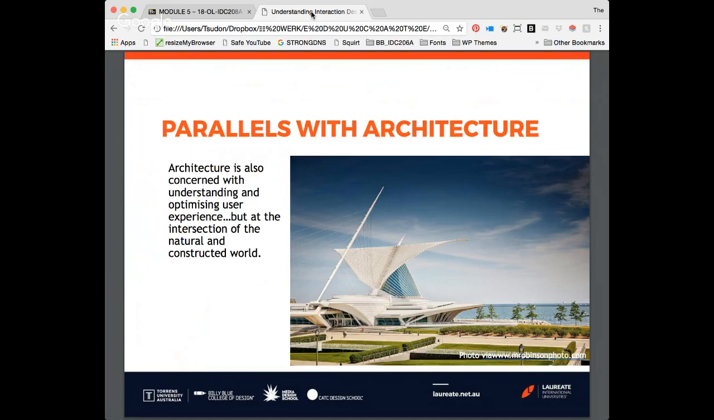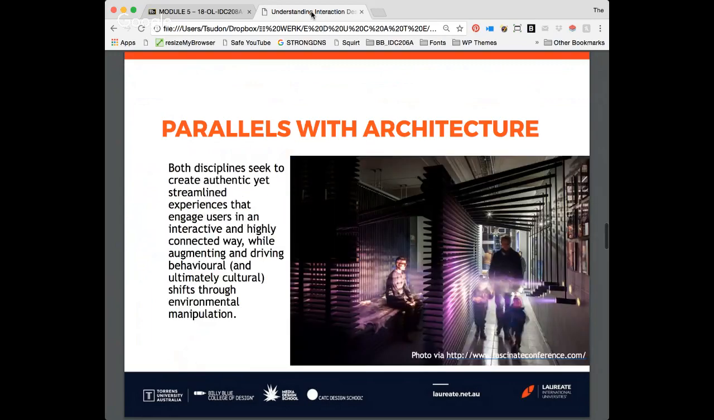Okay, so a lot of the same principles are applicable in both those disciplines, and essentially where the convergence happens is often where the most interesting projects tend to take place. So both of these disciplines really seek to create an authentic yet streamlined experience for the users that engage with them interactively and in a highly connected way.